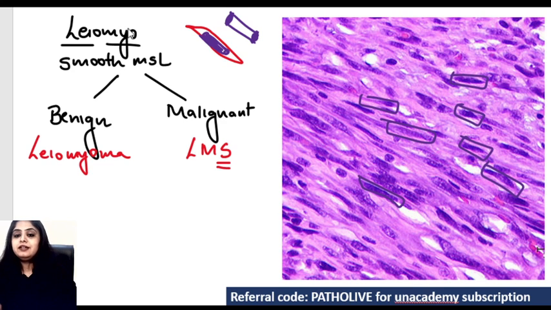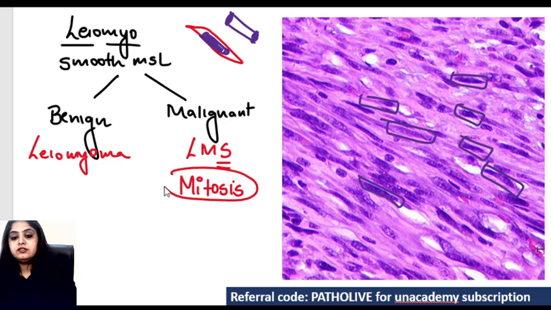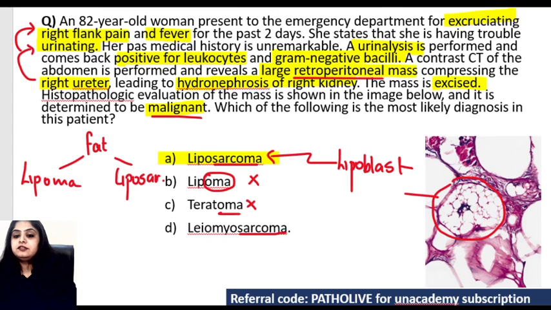So as soon as I see cigar-shaped nuclei, I know I'm dealing with some etiology of the smooth muscle. Now my next concern is whether it is a benign or a malignant smooth muscle tumor. The most important thing that helps me differentiate is the mitotic activity. The examiner will give you a high mitotic count, and that is the main criterion which differentiates a leiomyoma from a leiomyosarcoma. There are many other criteria, but the most important one, which has also been a previous year NEET PG question, is the mitotic count, which will be very high in LMS.